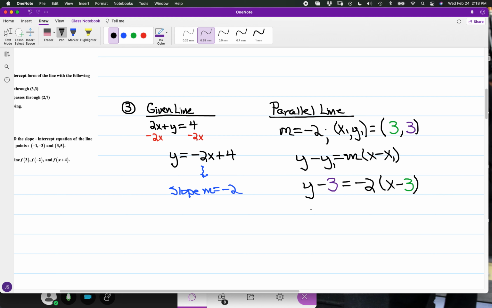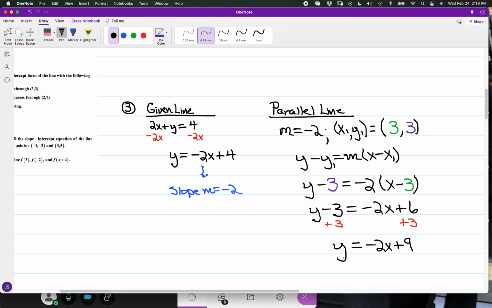But now looking for the slope intercept, I can go ahead and distribute negative 2 over the quantity of x minus 3. So I'm going to have negative 2x plus 6. And then getting the y term by itself, upon adding 3 to both sides, we're going to have that y is equal to negative 2x plus 9.